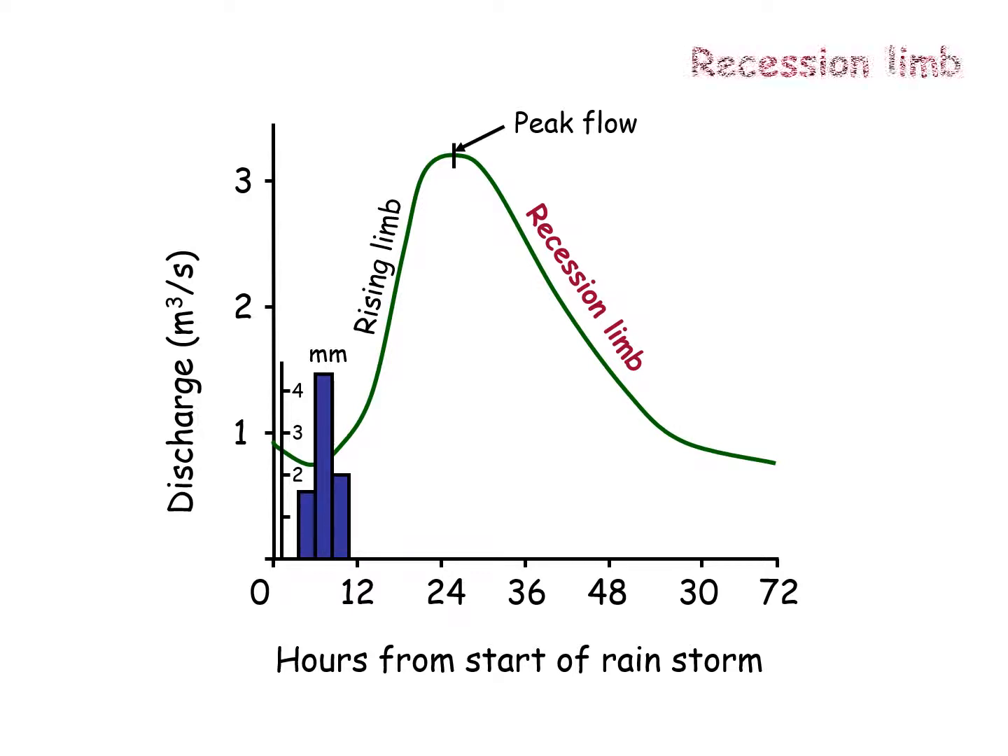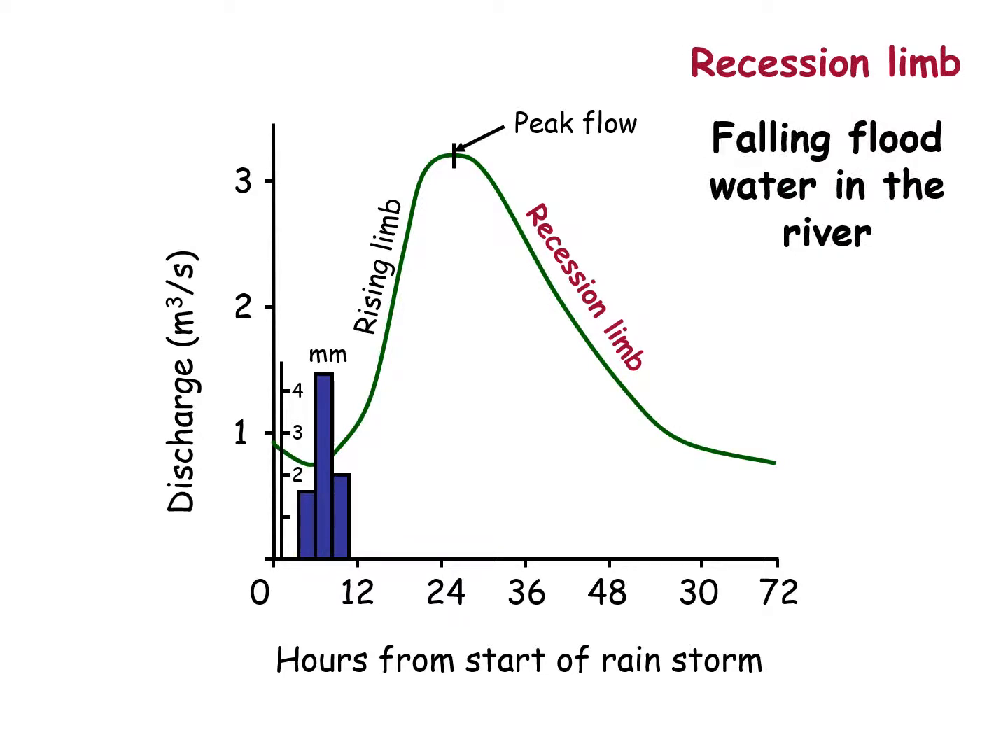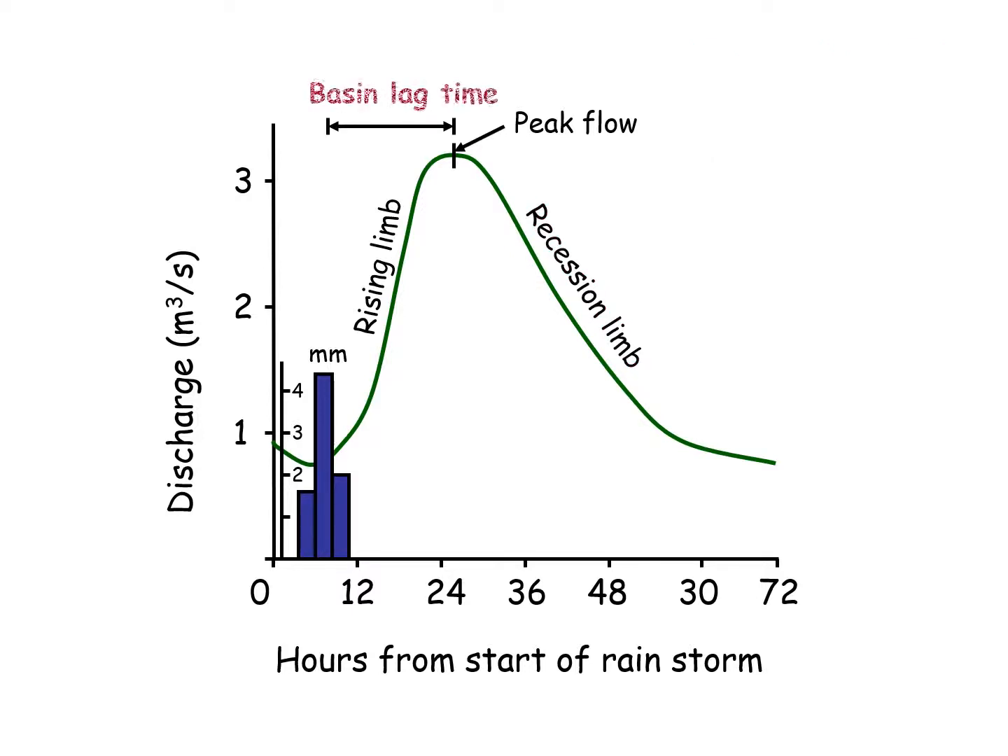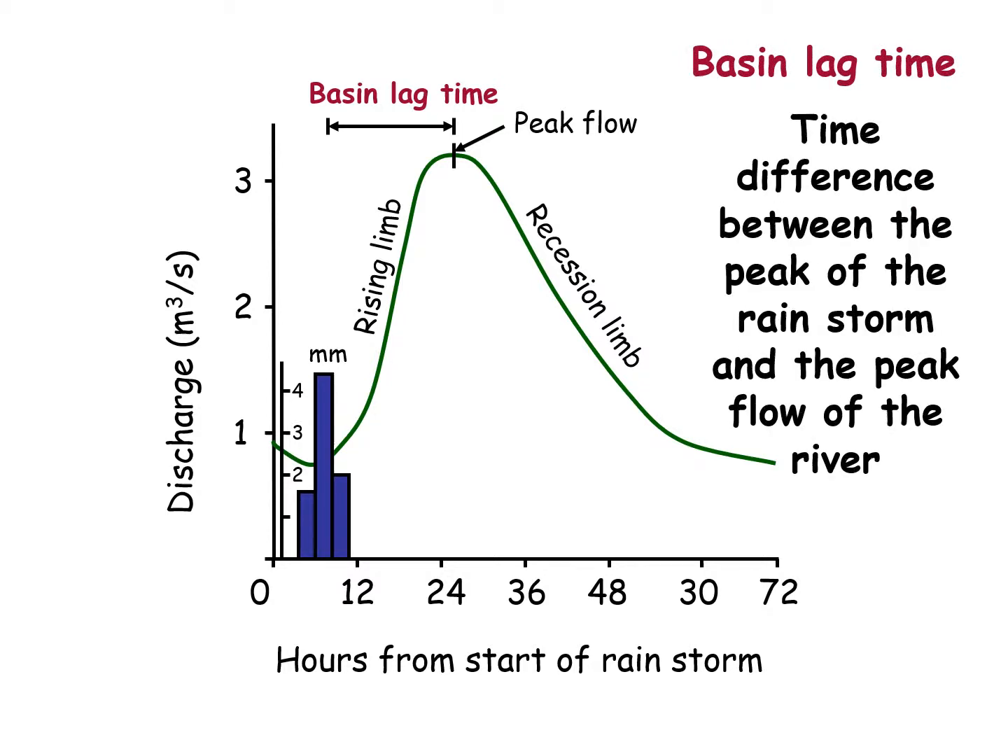And then we have the recession limb. Recession limb is the falling flood water in the river. And we have basin lag time, as you see here at the top left, the time difference between the peak flow of the rainstorm and the peak flow of the river. So that is between the peak flow of the rainstorm and the peak flow of the river.